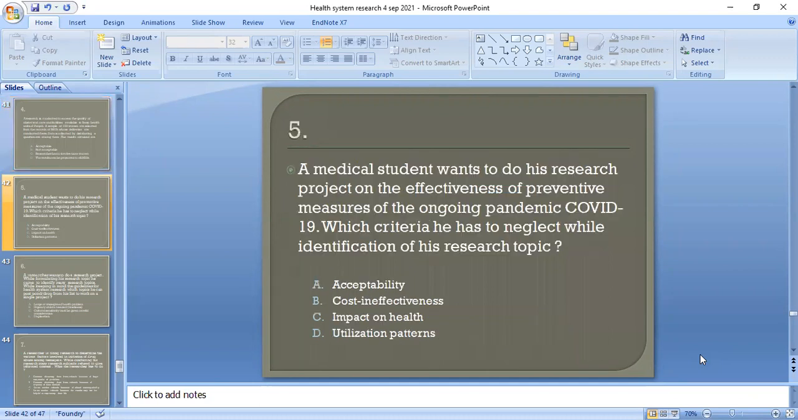A medical student wants to do his research project on the effectiveness of preventive measures of the ongoing pandemic COVID-19. Which criteria does he have to neglect while identifying his research topic? Is it acceptability, cost effectiveness, impact on health, or utilization pattern? B. Yes, B is the right option. He can neglect the cost effectiveness, and the method that is cost effective has to be adopted.